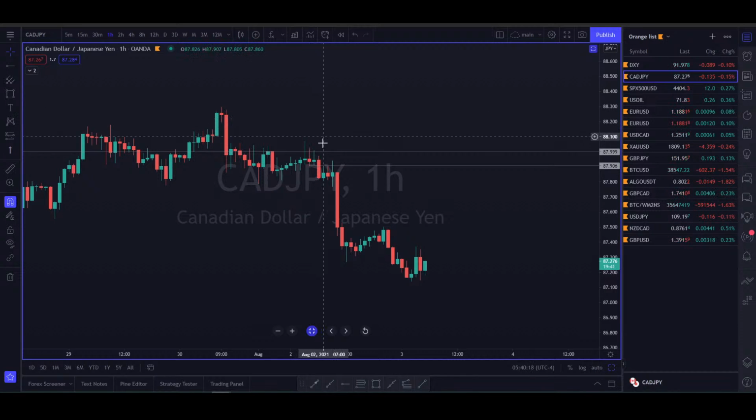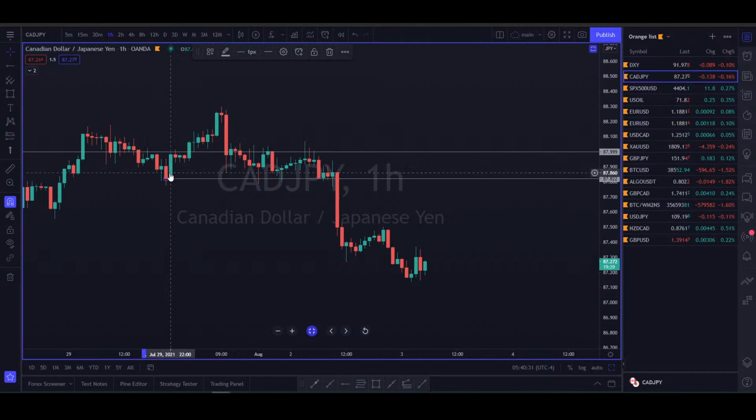So 4 o'clock, this was the area here where I was looking to get short. We did take out this hourly support level, but what kept me from entering the trade was this support level right there. So if I bring that line down to that support zone, you can simply see that we traded down into that support, and that's where we stayed. 8 o'clock, 9 o'clock closed green. So I didn't take the trade.